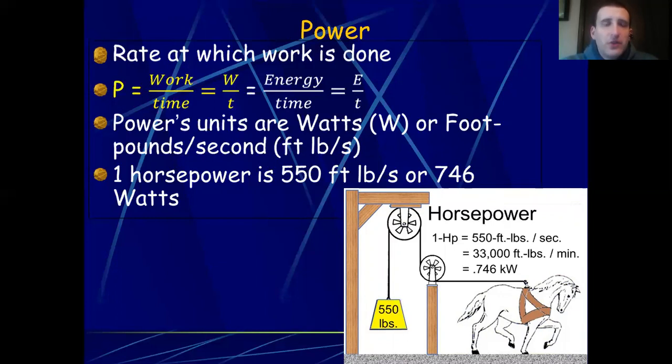And so we have a different unit for the rate at which work gets done, right? A rate is anything where you take the amount and you divide it by how much time it takes, and that's considered the rate. So power is the rate at which work is done, or the rate at which energy is consumed or generated. So it's simply you take your work value, you divide it by the time, and it's that simple. The units of power are watts.